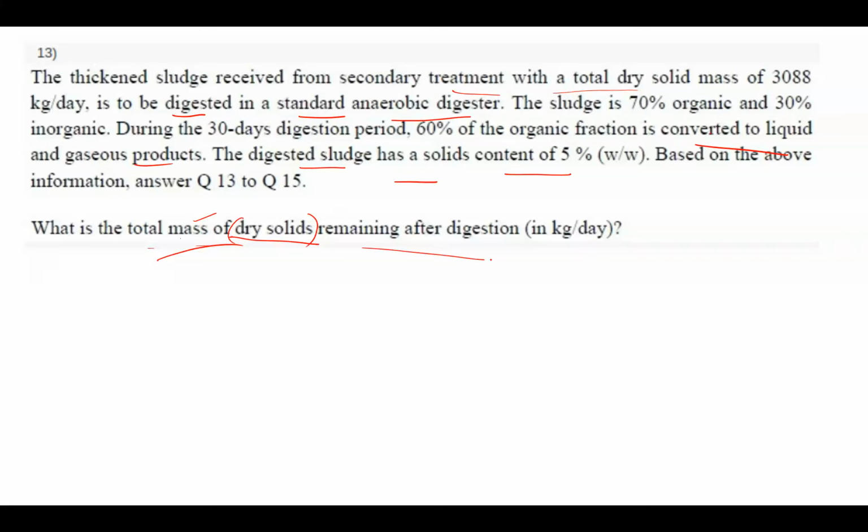So we have to find the total mass of dry solid after 30 days of digestion. First you have to find the mass of organic and inorganic solids. The mass of organic and inorganic solid we have to find out from the statements.